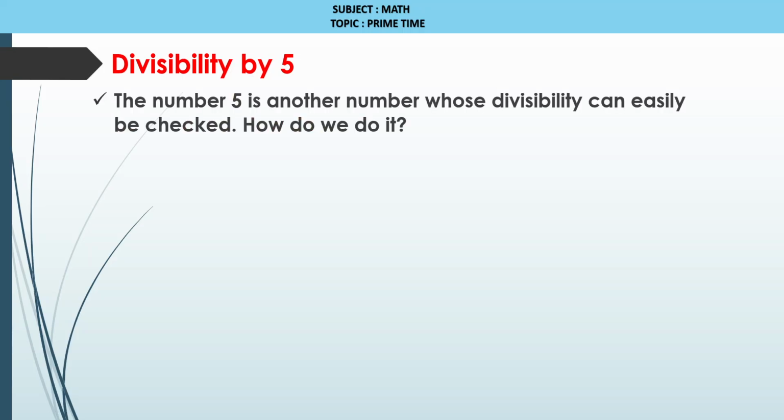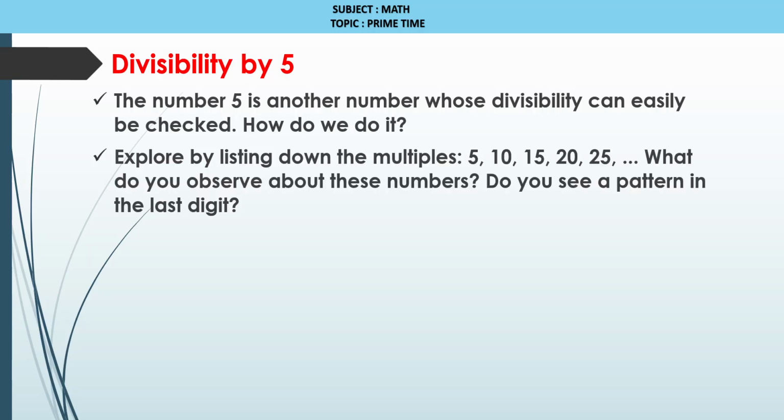Divisibility by 5. The number 5 is another number whose divisibility can be easily checked. How do we do it? Explore by listing down the multiples of 5: 5, 10, 15, 20, 25. What do we observe in these numbers? The numbers end with either 5 or 0. Do you see a pattern in the last digits? Yes, the pattern is either 5 or 0.